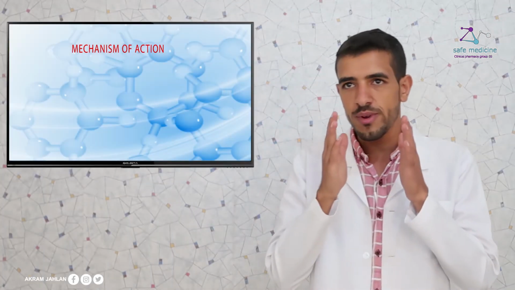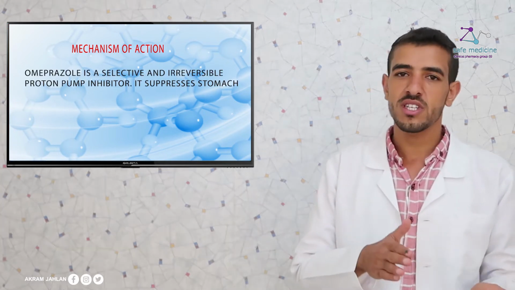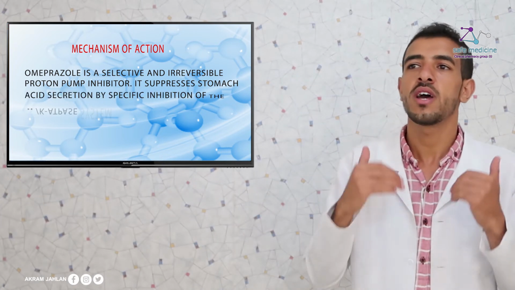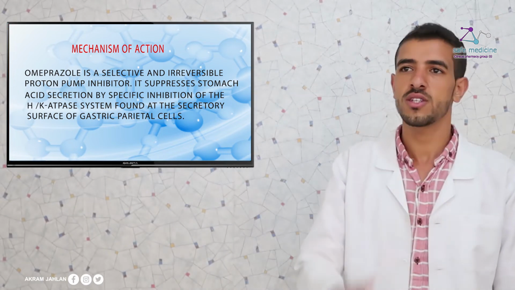Mechanism of action: omeprazole is a selective and irreversible proton pump inhibitor. It suppresses stomach acid secretion by specific inhibition of the hydrogen potassium ATPase system found at the secretory surface of gastric parietal cells.